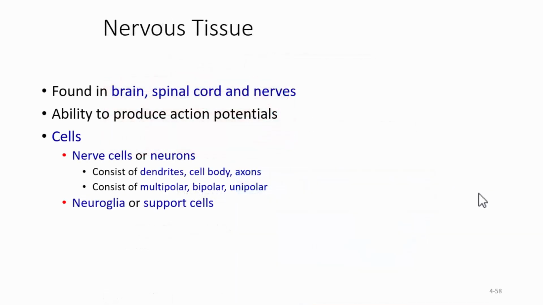Nervous tissue. It's going to be found in the brain, spinal cord, and nerves. Has the ability to produce action potentials. And the cells are going to be nerve cells or neurons. Don't call it a nerve. A nerve is something totally different.